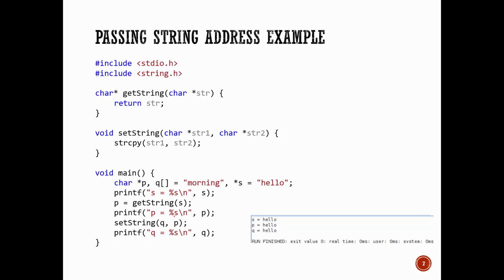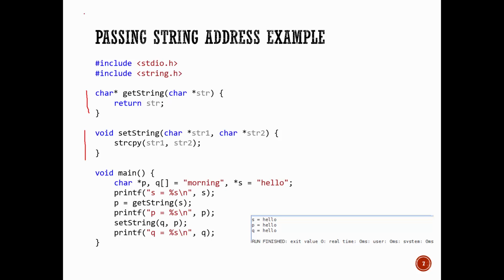As a final example here, let's take a look at some string stuff. In this case, I have my two functions here: getString and setString. GetString really doesn't do anything. It just takes in a string and returns it back out. SetString is meant to take two strings in and then copy one from the other one. When we see those in the code, we'll walk through them a little bit more in detail. But for now, let's jump down to the main.